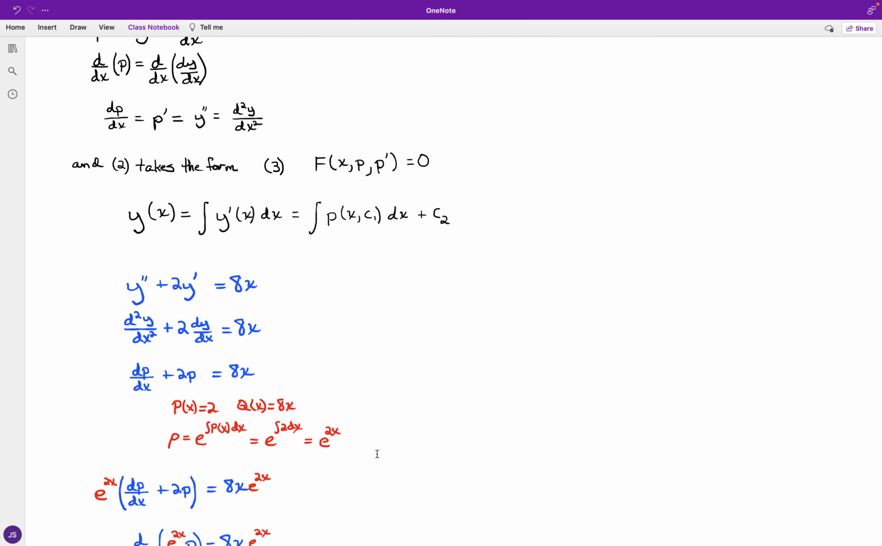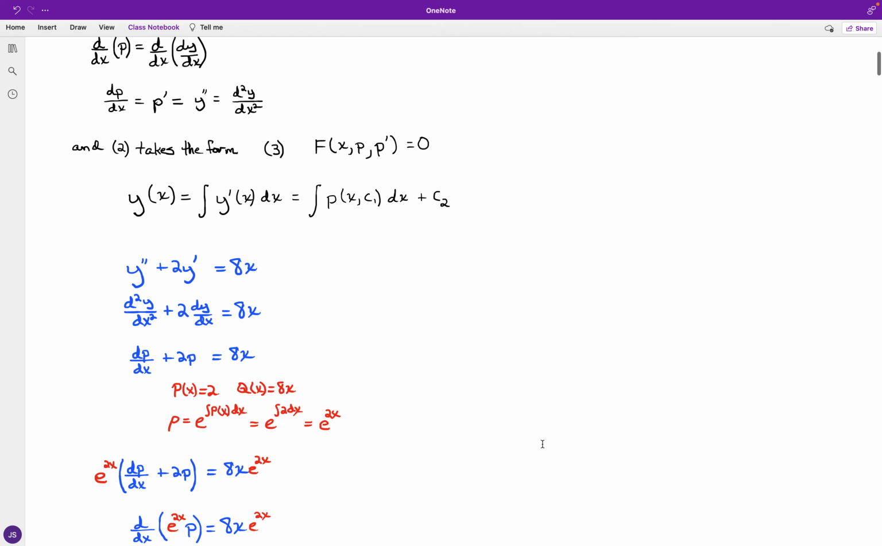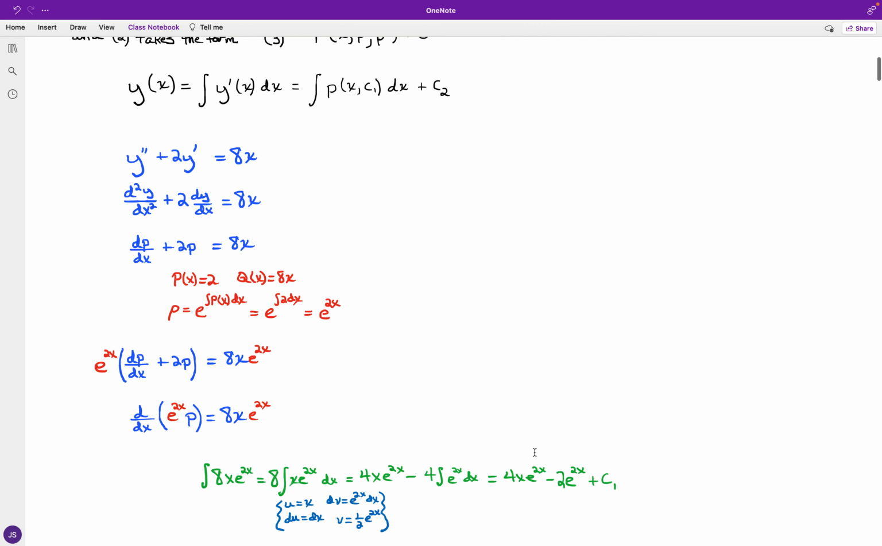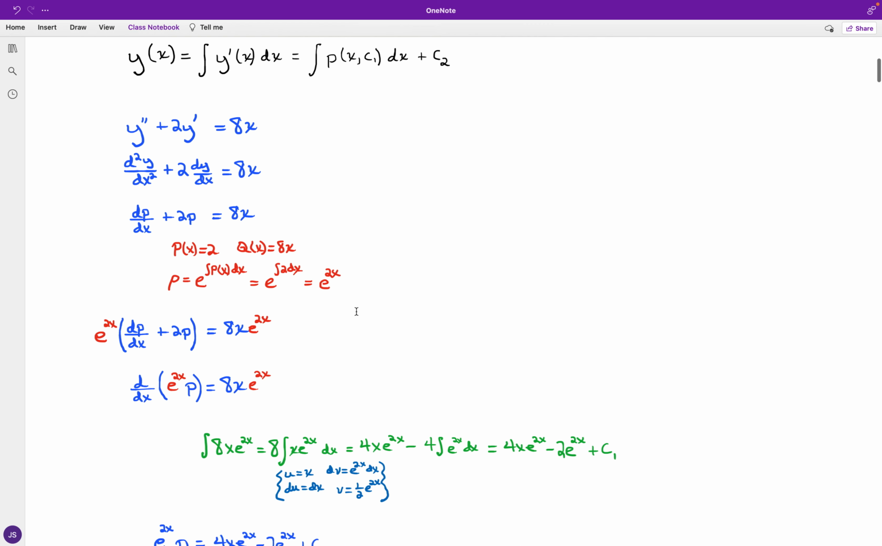And if we take the integrating factor and multiply by the standard form of what we have in the substitution variable p, I have e to the 2x times the left-hand side equal to 8x times e to the 2x. And so on the left-hand side, that is going to be the derivative in x of the product of the integrating factor e to the 2x times the dependent variable p. And again, that is equal to 8x times e to the 2x.